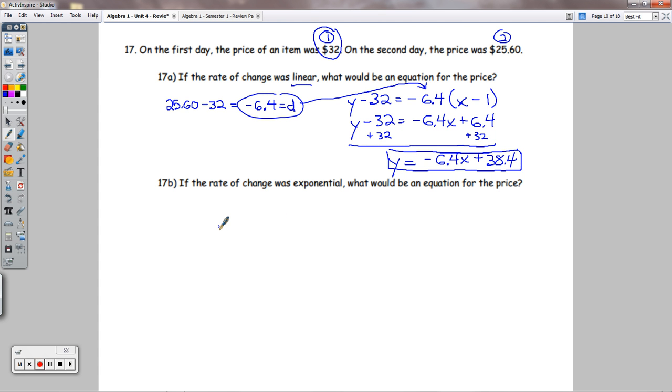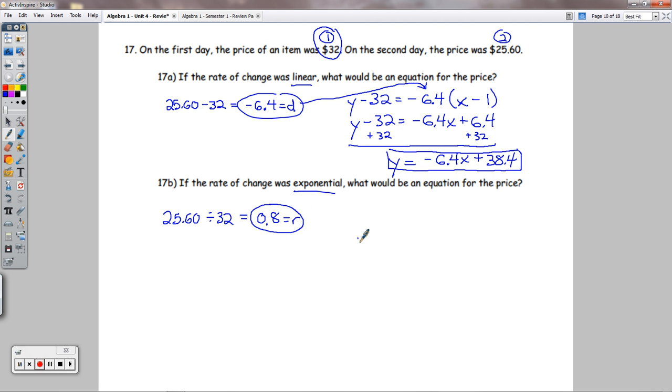And for 17b, if it was exponential instead, that would mean you'd have a common ratio. So we need to find an r value. We need to divide these two numbers instead. So if I divide 25.60 by 32 instead of subtracting the 2, I'm going to get 0.8 for my ratio value.